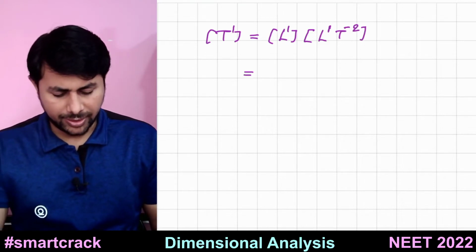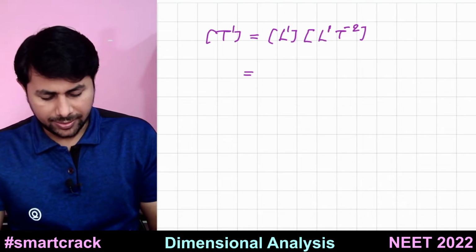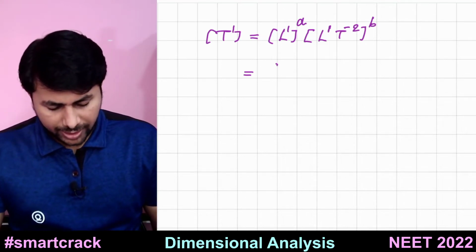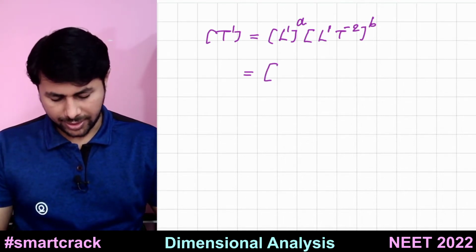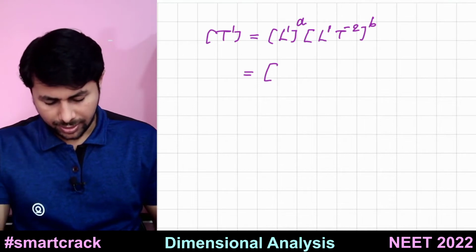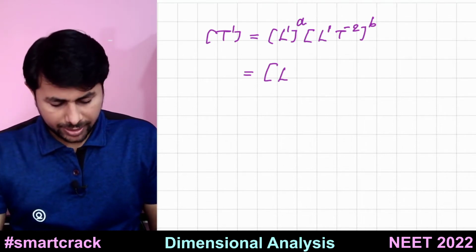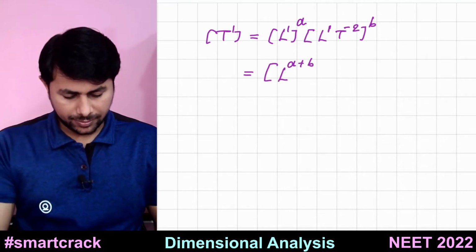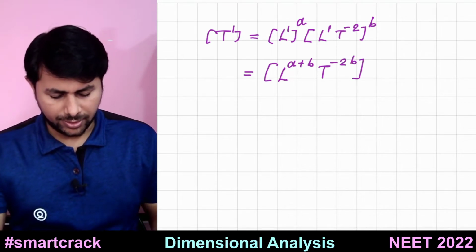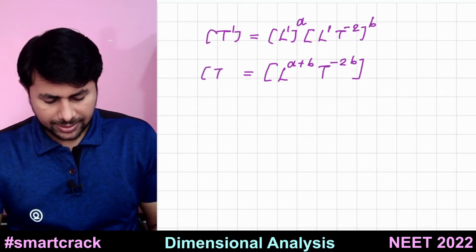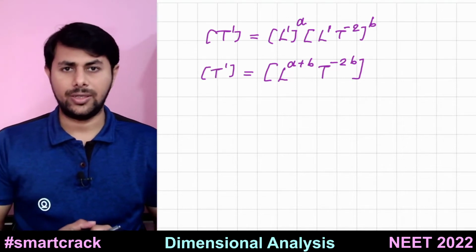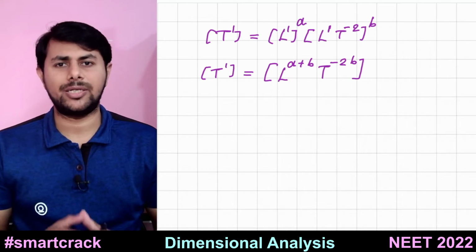Okay. So on the right hand side, we have what? The power of length was A and the power of acceleration due to gravity was B. So we have L raised to 1A, and here we have L raised to 1B. So what will be the resultant power? It is L raised to A plus B. And what is the power of T? It is T raised to minus 2B. All right. So then on the left hand side, we just have time. We don't have length. So that means A plus B must be equal to 0.